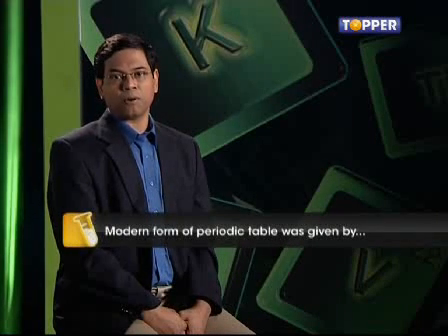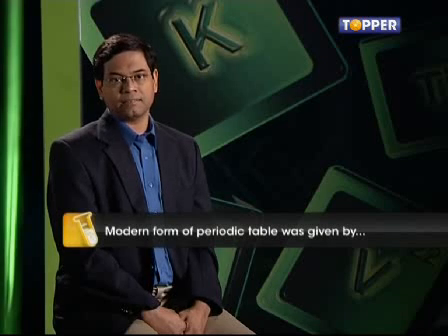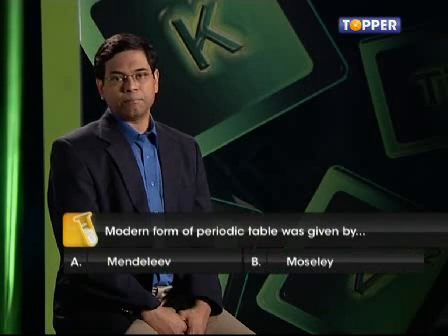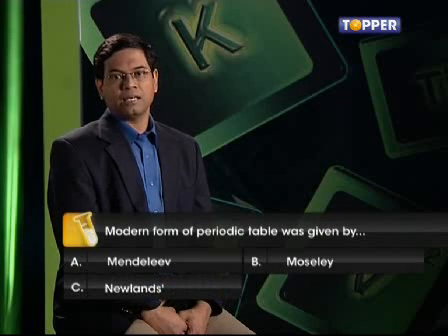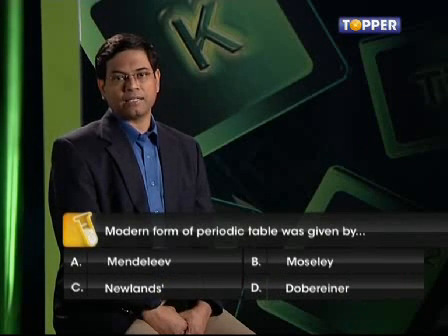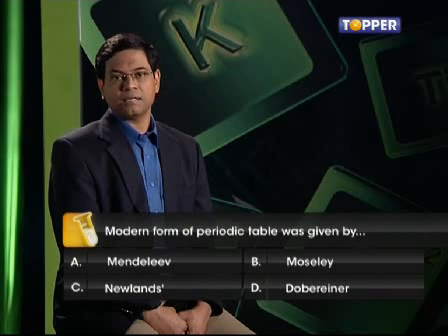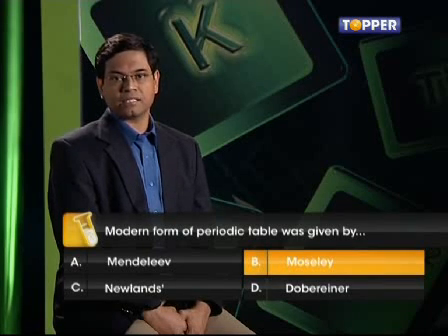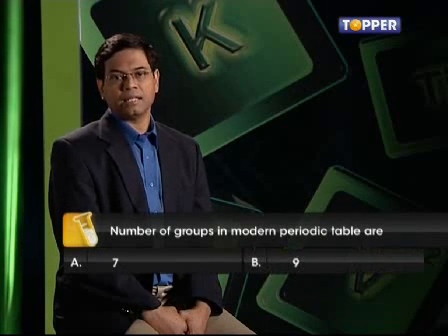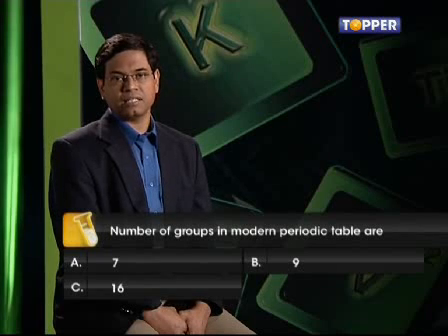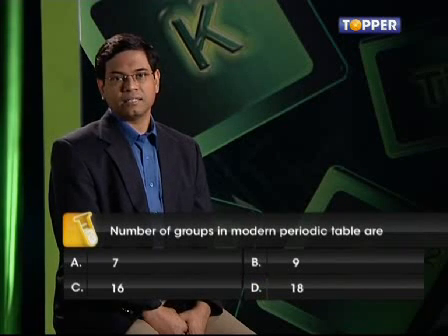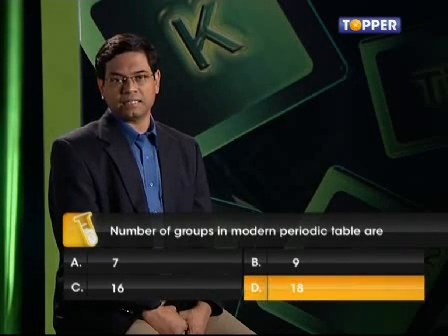Your third question is, fill in the blank. The modern form of the periodic table was given by A. Mendeleev, B. Moseley, C. Newlands, and D. Dobereiner. The correct answer is B. Moseley, who based the periodic table on atomic number. Your fourth question is, the number of groups in the modern periodic table are A. 7, B. 9, C. 16, and D. 18. The correct answer is 18.